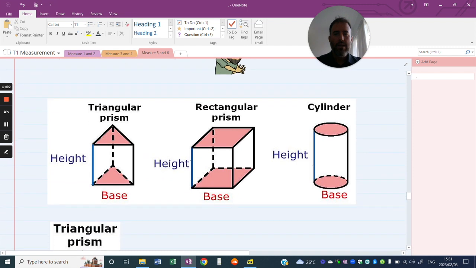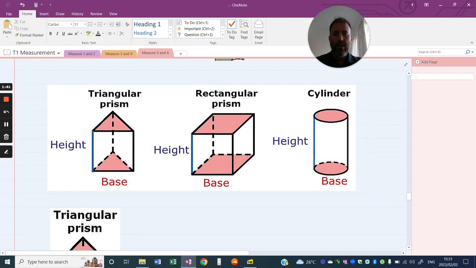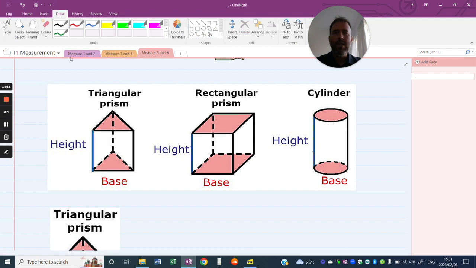Let's have a look at these three basic shapes today. So we have the triangular prism, the rectangular prism, and then the one that's a little bit different is the cylinder. Okay, and you'll see here in all three of these shapes that to create three dimensions, all we need to do is take the base. Okay, so if we take the base of each shape here, we have this triangular base.